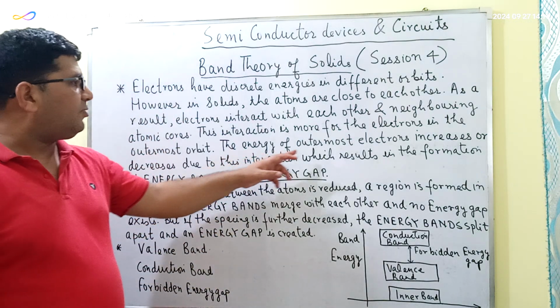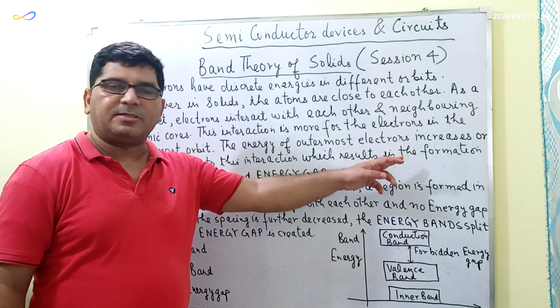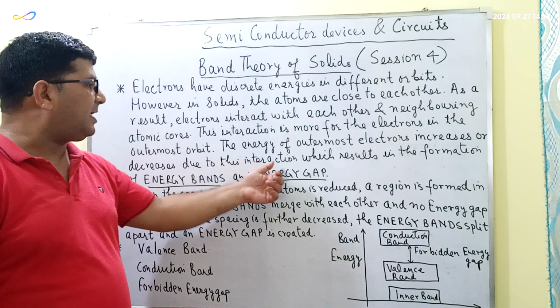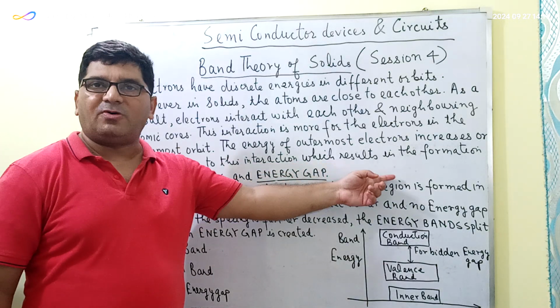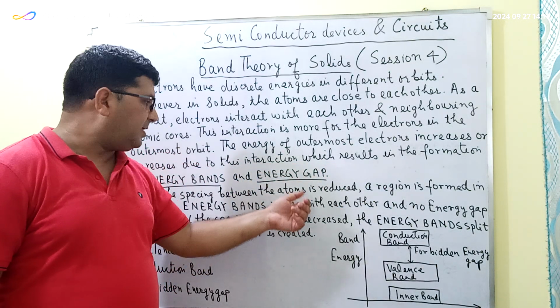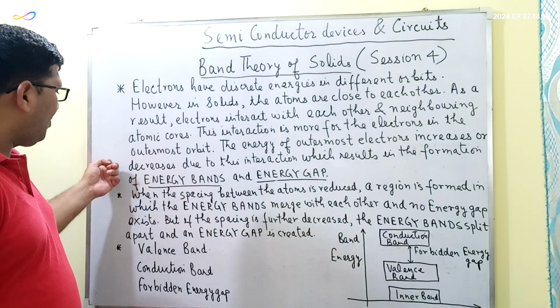Now, the energy of the outermost electrons increases or decreases because of this interaction, which results in the formation of energy bands and energy gap. So this was the first important point.